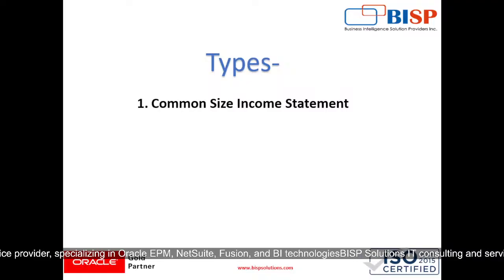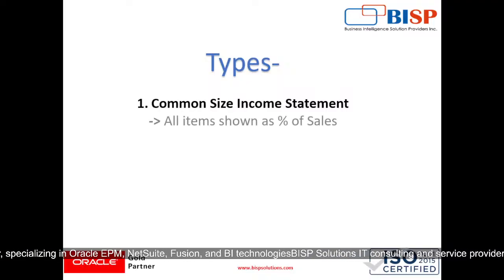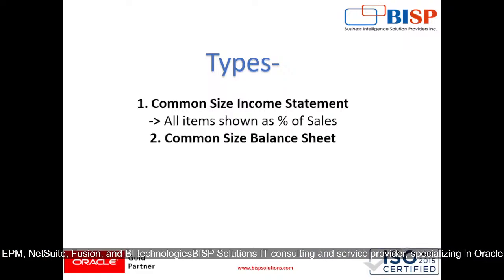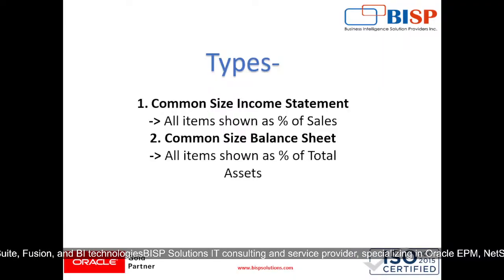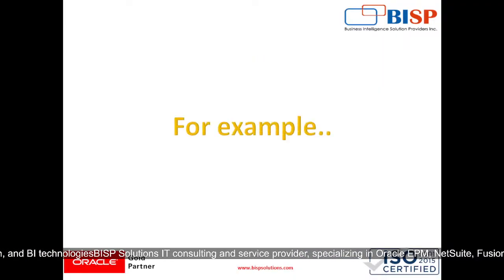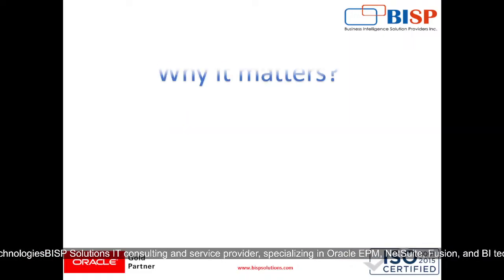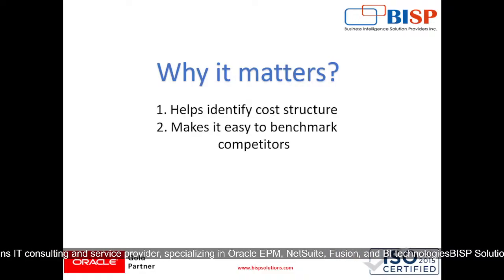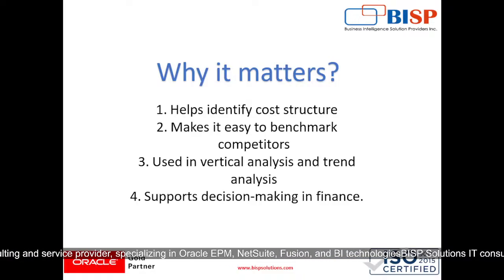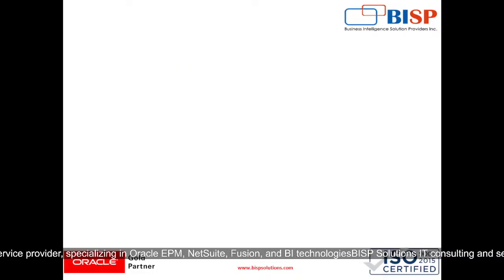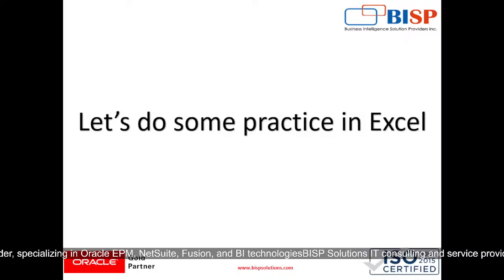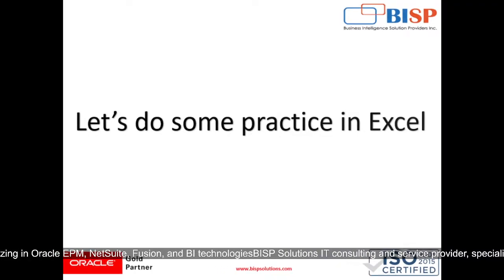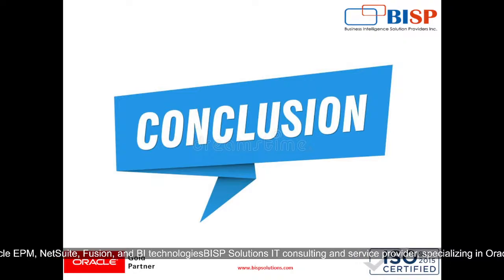Please keep in mind that when we are calculating the common size income statement, we calculate it as a percentage of sales, and for the common size balance sheet, it will always be as a percentage of total assets. Why does it matter? It helps identify cost structure, makes it easy to benchmark competitors, is used in vertical analysis and trend analysis, and supports decision making in finance. So we have done our practice in Excel also.